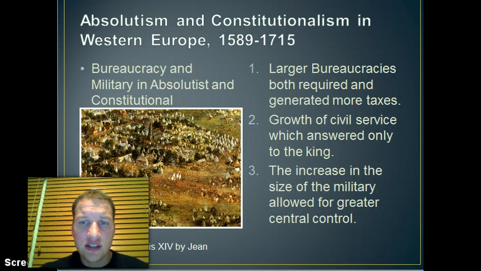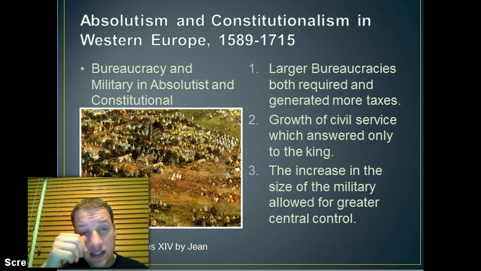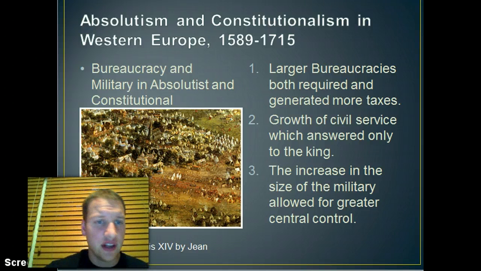The increase in the size of military also allows for greater central control. In the Middle Ages, you had to turn to the nobles to raise an army, which gives them a significant check on your power. What absolutist monarchs are going to do is they're going to have large standing armies. And to an extent, even constitutional states, like in England, are going to start having standing armies. These are professional armies that are raised.